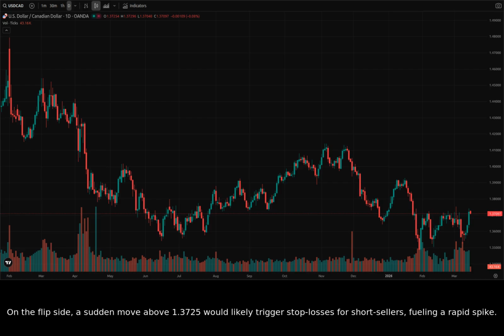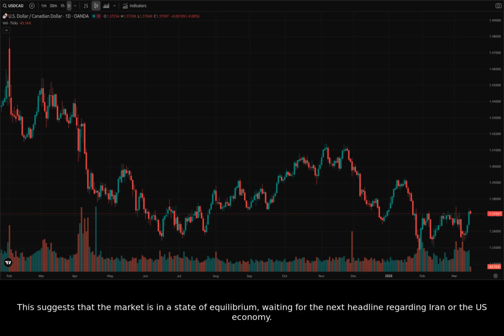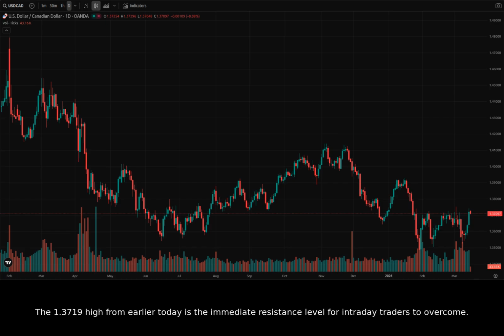On the flip side, a sudden move above 1.3725 would likely trigger stop losses for short sellers, fueling a rapid spike. The VWAP on this time frame is currently sitting right at 1.3714, which is where the price is gravitating toward. This suggests that the market is in a state of equilibrium, waiting for the next headline regarding Iran or the U.S. economy. The 1.3719 high from earlier today is the immediate resistance level for intraday traders to overcome.